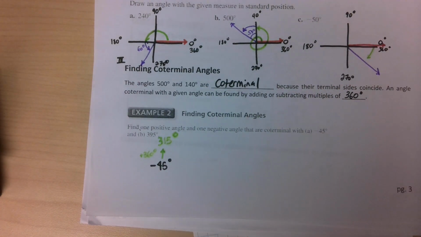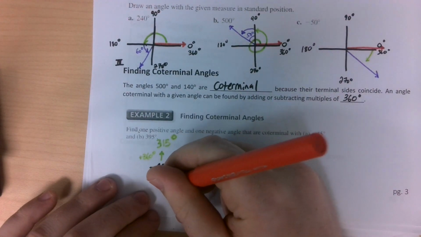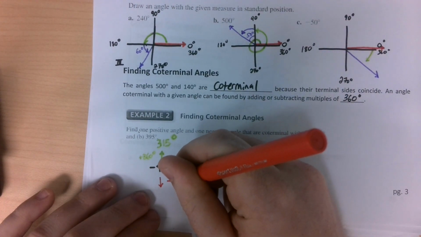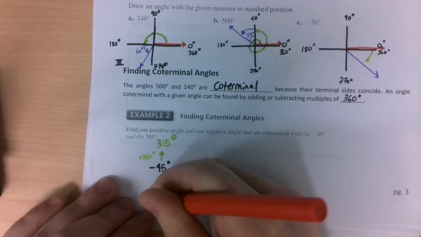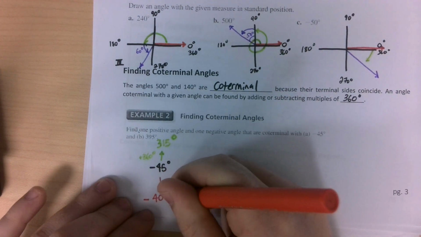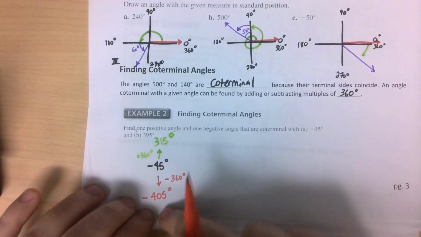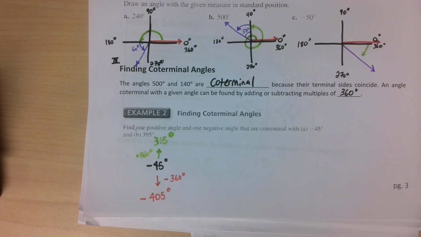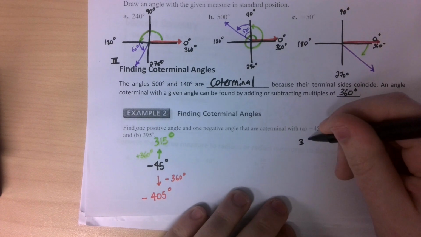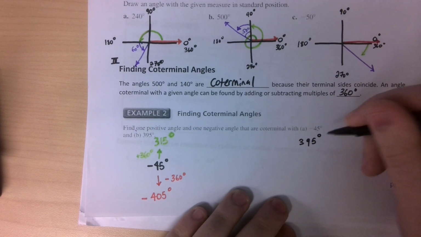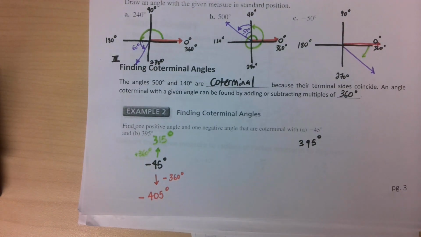What if I wanted to go in the other direction? What if I wanted to make a negative one? Well, I could subtract 360, giving me a negative 405-degree angle. All three of these angles are coterminal with each other. Can you try to find two other coterminal angles from 395? One of them should be positive, and one should be negative. Pause the video and see if you can do it.